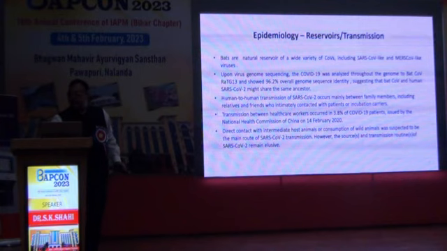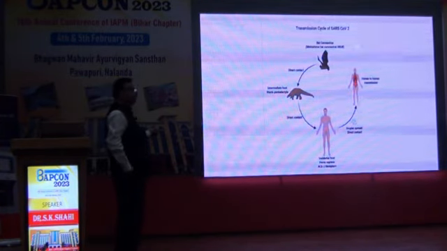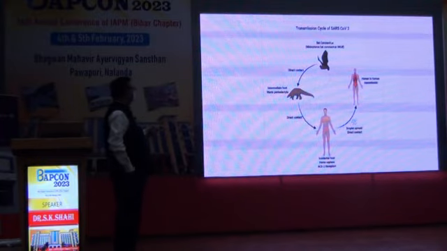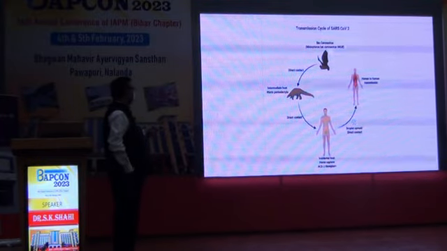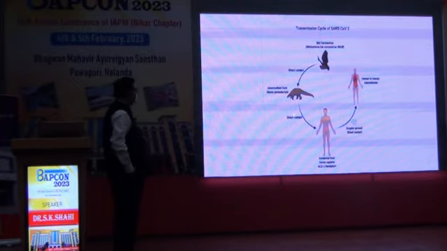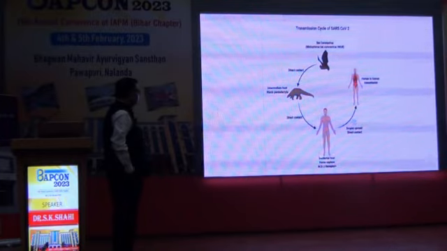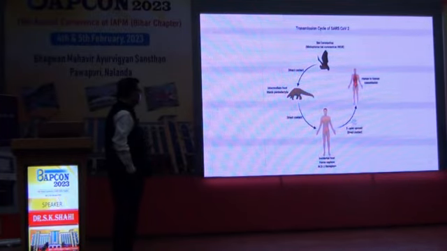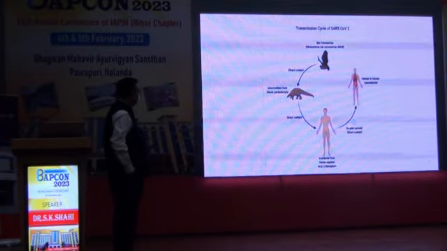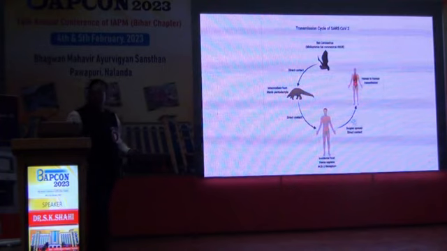I will go to the next slide. This is the transmission cycle. This is just a demonstration of how it goes from the bats, then direct contact, then to the intermediate host, then to the direct host. This is an incidental host, then droplet infection occurs, then this droplet goes to the human and human transmission occurs.